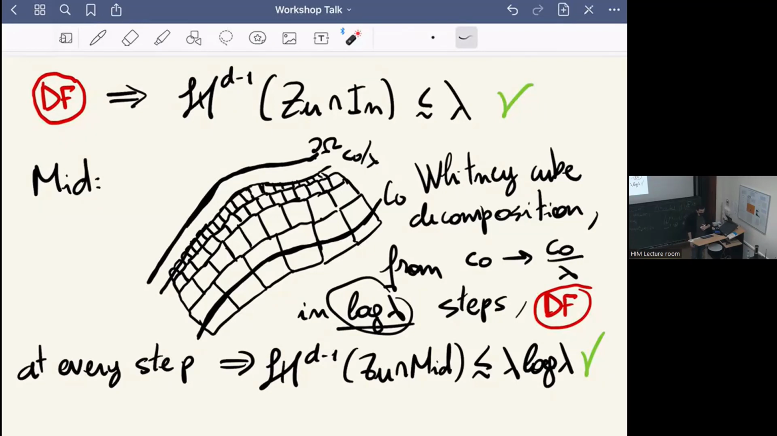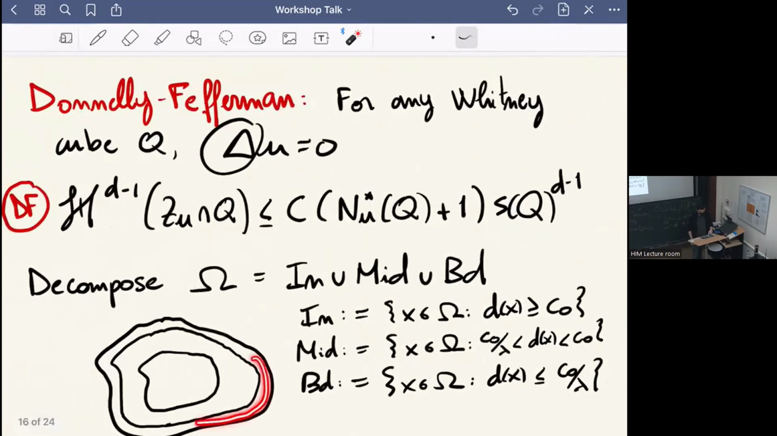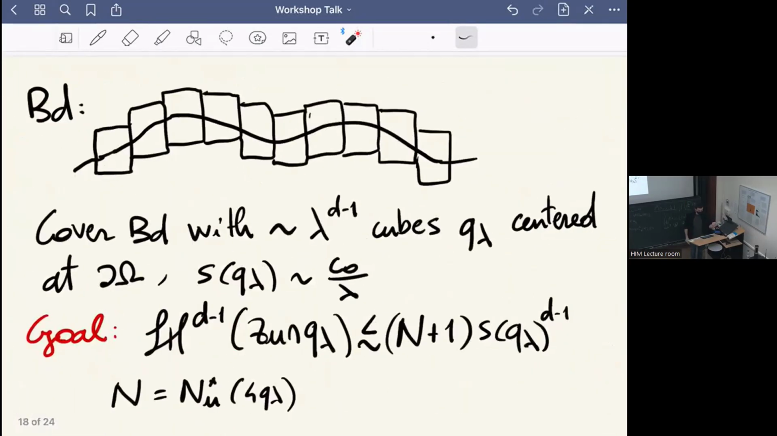Okay. So the last thing I need to do is estimate the zero set in the boundary part, which was this last part of my decomposition. So I'm at distance constant over lambda from the boundary. What I do is I cover this boundary with cubes, approximately lambda to the d-1 cubes Q of side length constant over lambda. And I just focus on one of them, okay? And the goal is to get an estimate of the portion of the zero set in this cube, which is linear in the frequency, where N is the doubling index in a little enlargement of the cube. Doesn't matter how large it is.